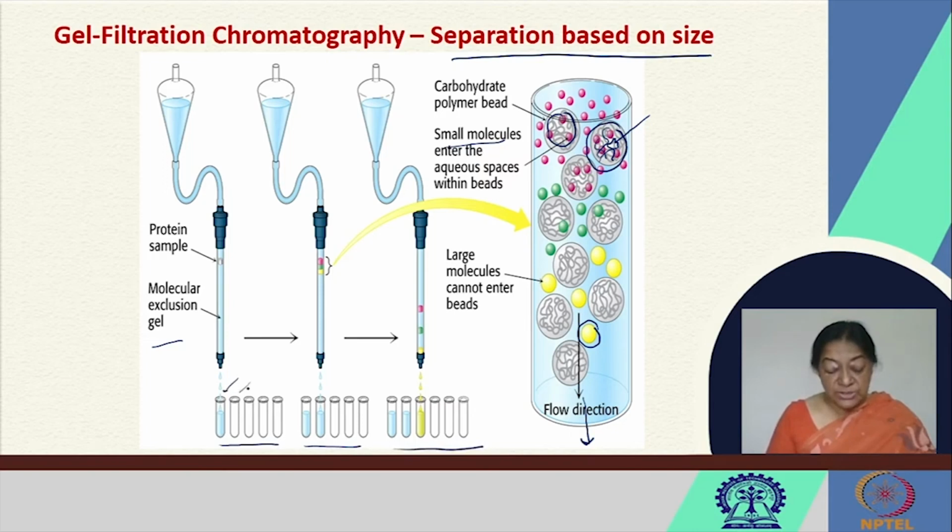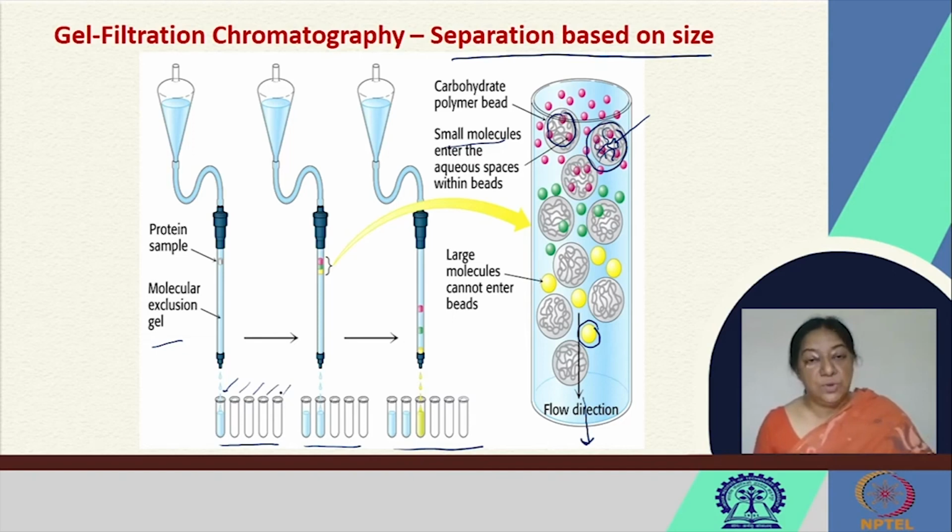Each of these fractions is then checked for absorbance, as was shown in a previous slide, where we are looking at the absorbance at 280 nanometers, and these are our specific fraction numbers. Depending upon the separation of the proteins, we will see that the large molecules that cannot enter the bead will be eluted first. So this particular fraction will give us an absorbance at 280 nanometers because of the presence of the protein.